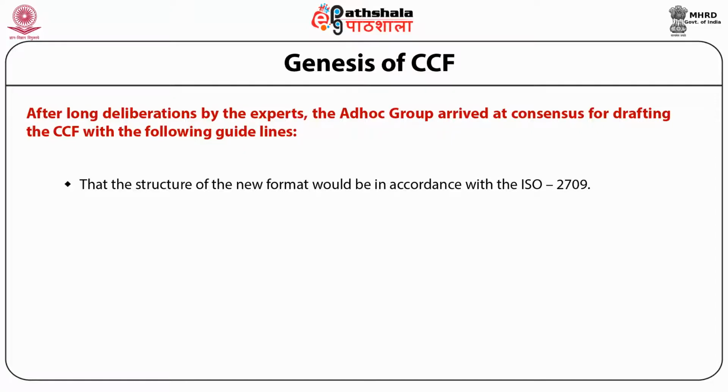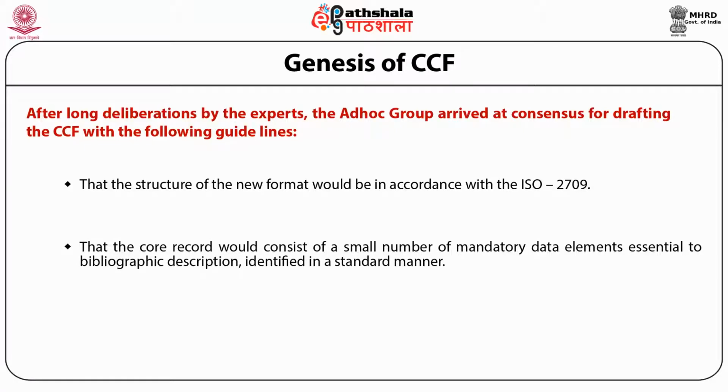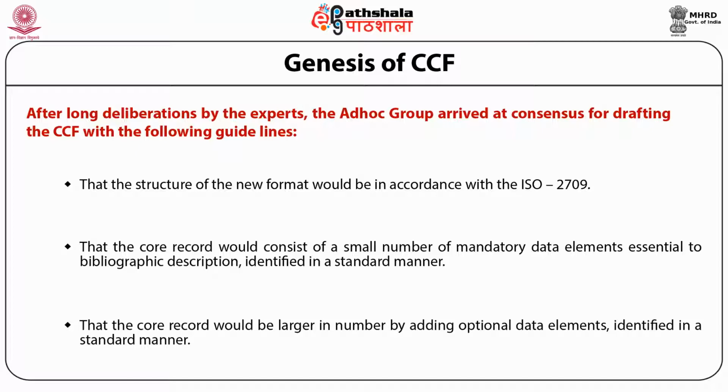Then the core record, the basic record, would consist of a small number of mandatory data elements. What do you mean by mandatory data elements? Mandatory means compulsory. All the formats, all the libraries must have some kind of mandatory data elements, essential to bibliographic description. These elements will help for a description of the bibliography. What do you mean by bibliography? Biblio means book. So, the information about the book, or in a broader category, document description, is called the bibliographic description, identified in a standard manner. So, the basis is that it must be based on a number of mandatory data elements.